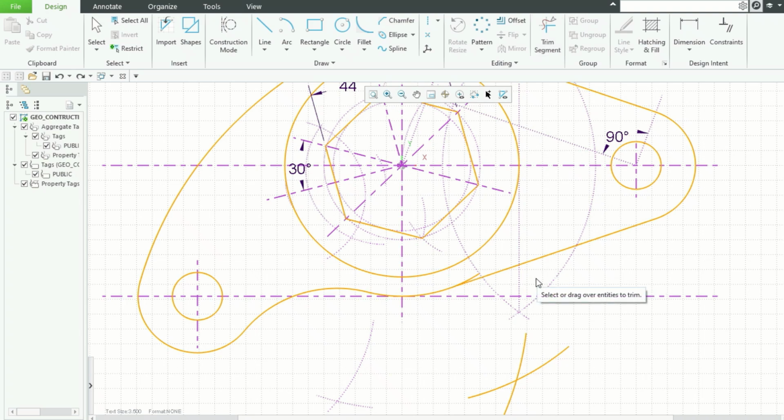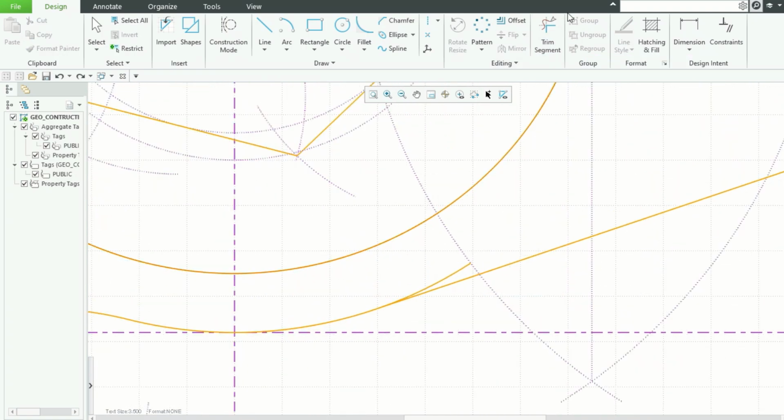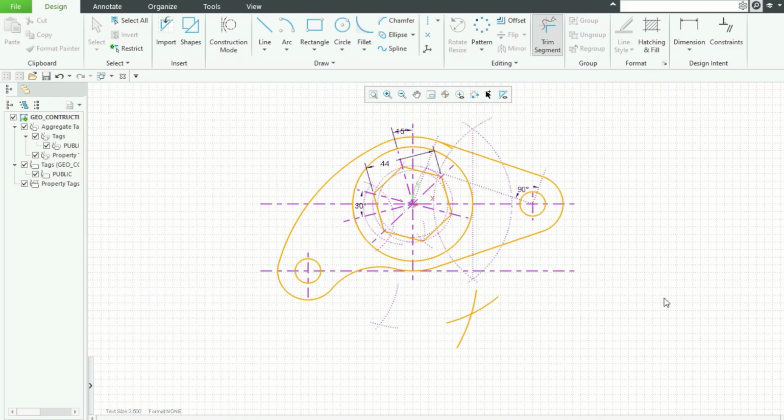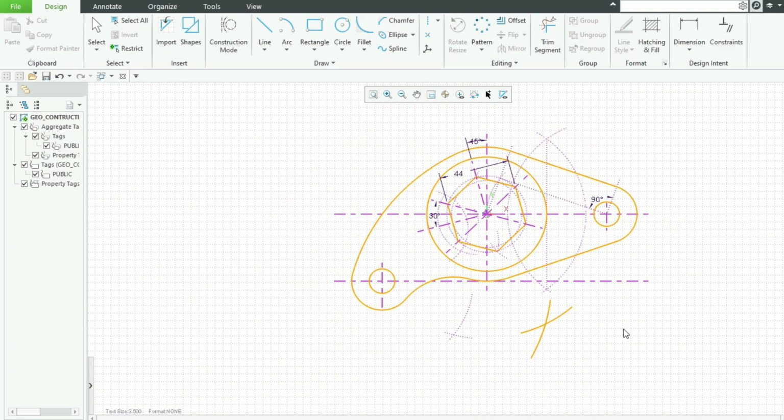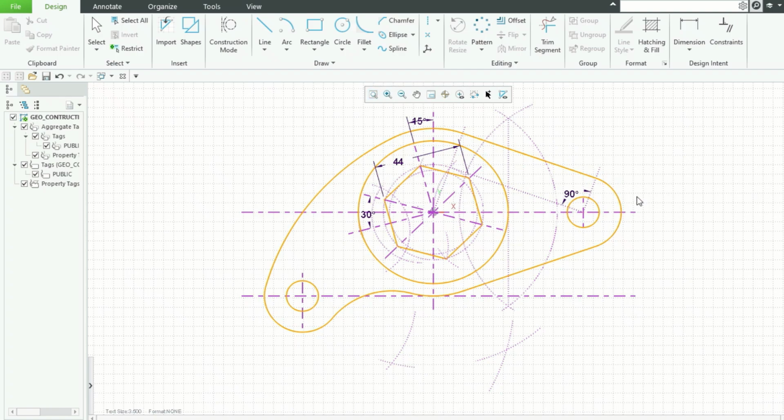This is wrong. It should be this. Let's trim this out, and here also. That's it. We have done. And these two are construction elements. Let's start giving the dimensions.